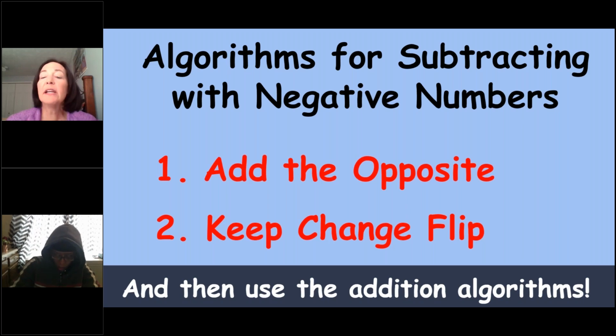We're going to get right to writing the algorithms for subtracting with negative numbers. So we've got two algorithms, and you can pick either one. Some of my students prefer saying add the opposite. Other students prefer keep, change, flip. And then once you've done that, you're going to rewrite the problem, either adding the opposite or saying keep, change, flip. Then you're going to use your addition algorithm.